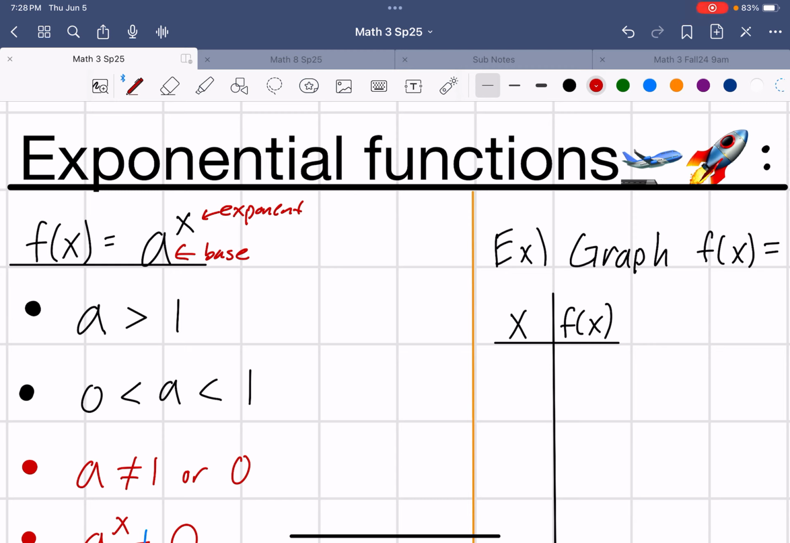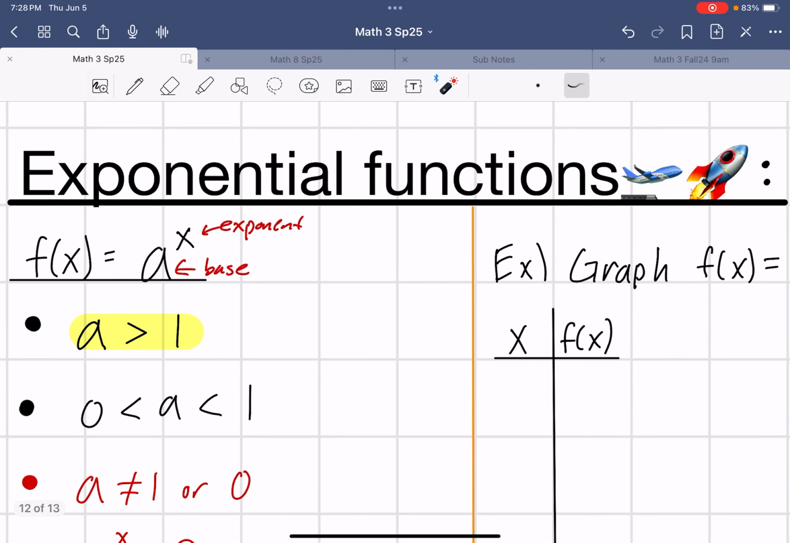But a couple of things to note in terms of what's going to make this an exponential function is that the base has to be strictly bigger than 1. It cannot be equal to 1, because if it were equal to 1, any power you use on the number 1 is not going to change it. That means as your x's are changing, your y's are staying the same. You'd be making a horizontal line.